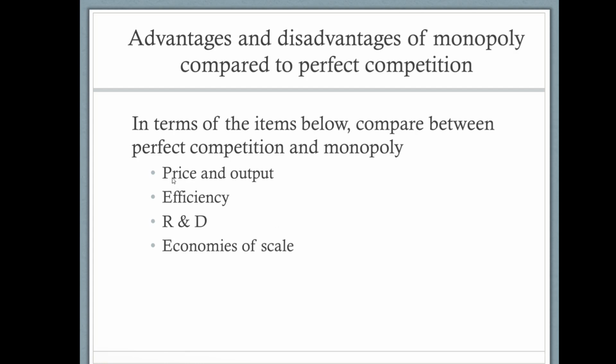So when you talk about price and output, what are the differences when you compare monopoly and perfect competition? In general, what can you tell us? Perfect competition and monopoly, when you talk about price and output, what can you see for the differences?